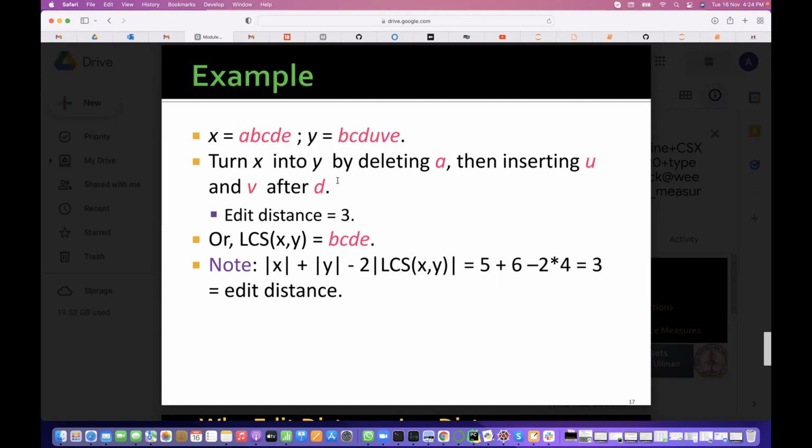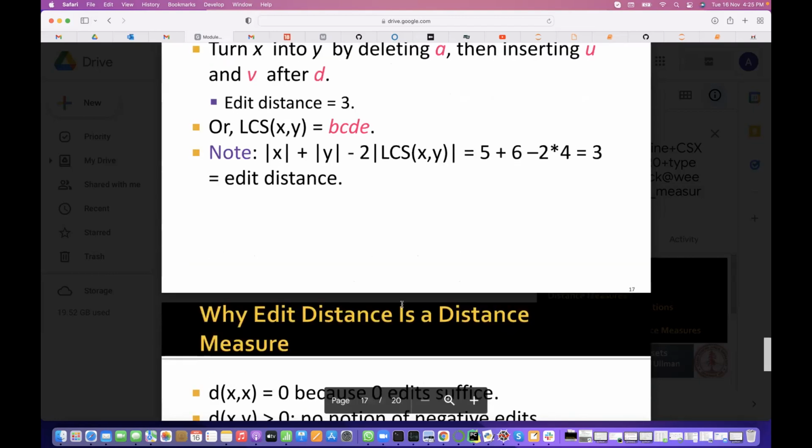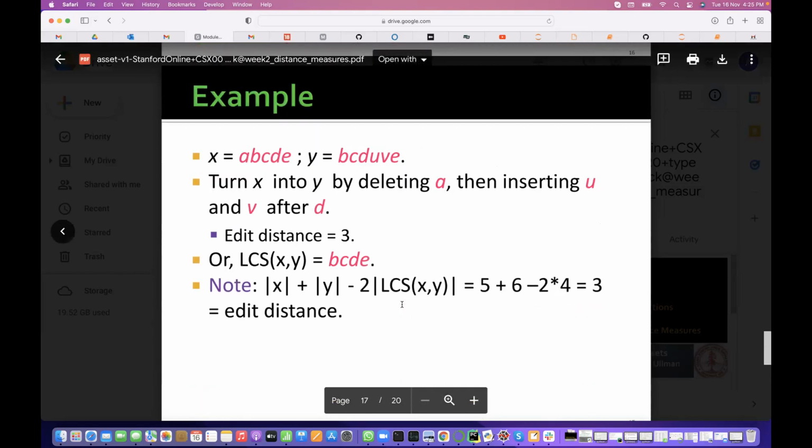So for edit distance you don't need to compute each time how many to delete or add. By looking, I need to delete A, then add U, then add V. So this is one way, but that is not always possible. That's why he's giving the LCS of x and y, the longest common subsequence. Then |x| plus |y| minus 2 times LCS(x,y) is your edit distance. Edit distance is also a measure.